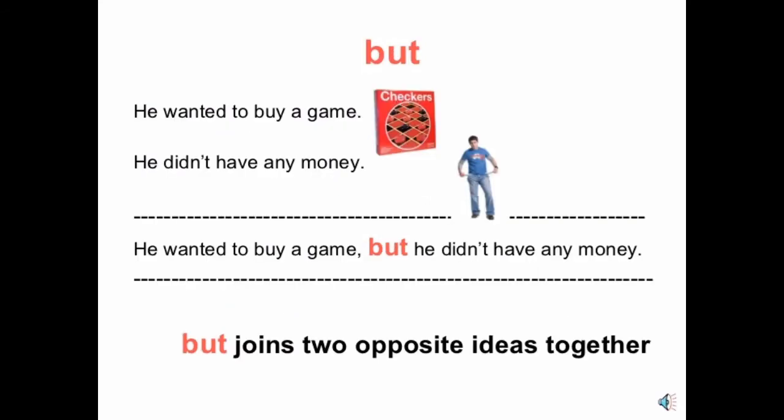Now, we'll be doing the use of but. We wanted to buy a game. We didn't have any money. See, how will we join these two sentences with the joining word but? We wanted to buy a game, but we didn't have any money. So, but joins two opposite ideas together. So, children, with this, we come to know that we use but to talk about two opposite things, not two similar things. And for two similar things we use the joining word and.